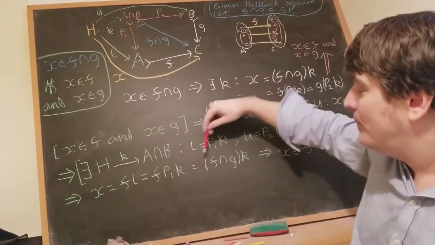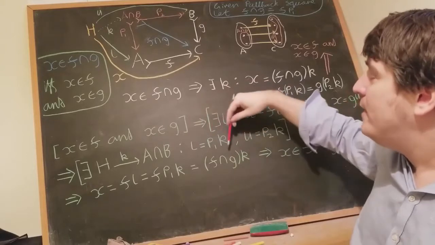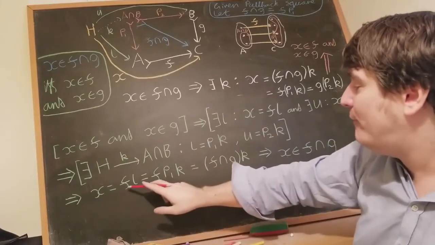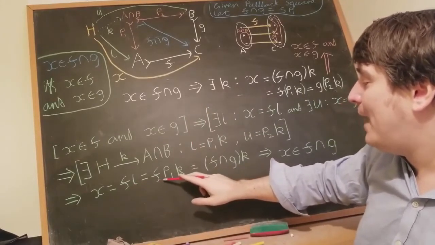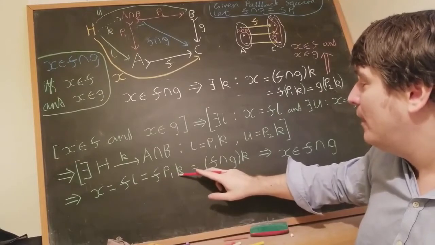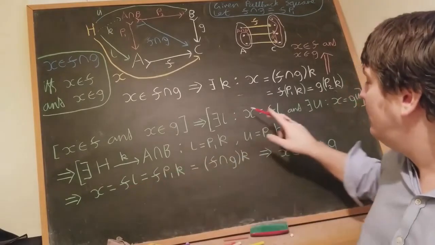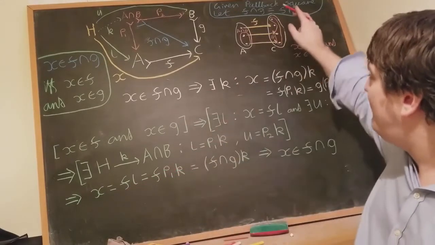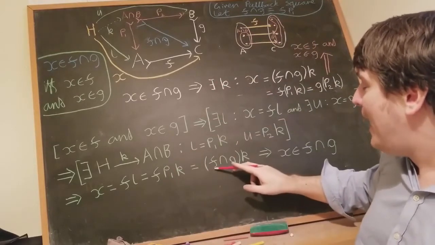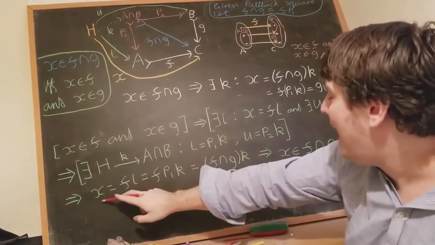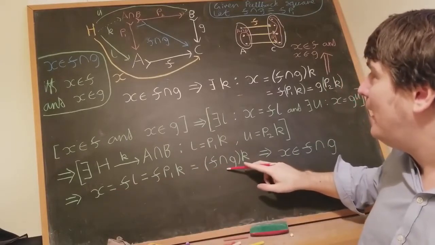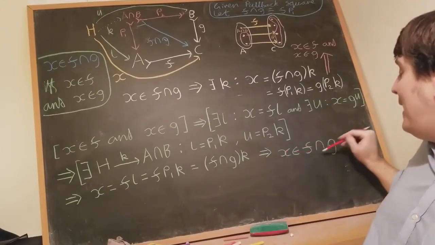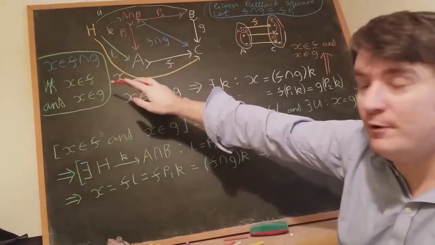So all we do now is we take this equation, and then we're going to compose on the left hand side with an f. So we get f after L equals f after p1 after k. And we know that f after L is equal to x. And we also know that f after p1 is equal to f cap g. So what we get is that x is equal to f cap g after k. And that means that x is in f cap g. And so we're done, we've proved this result.